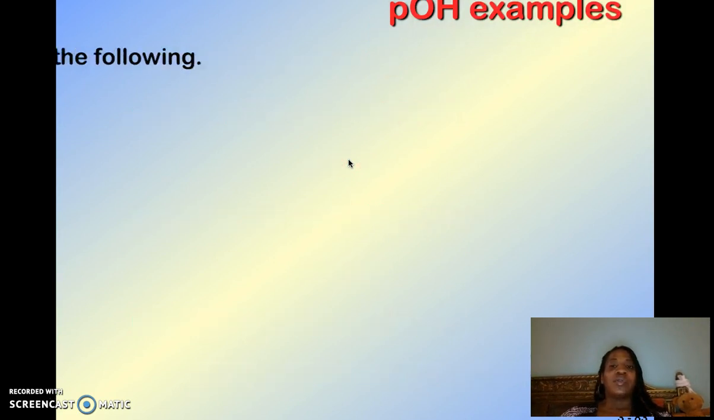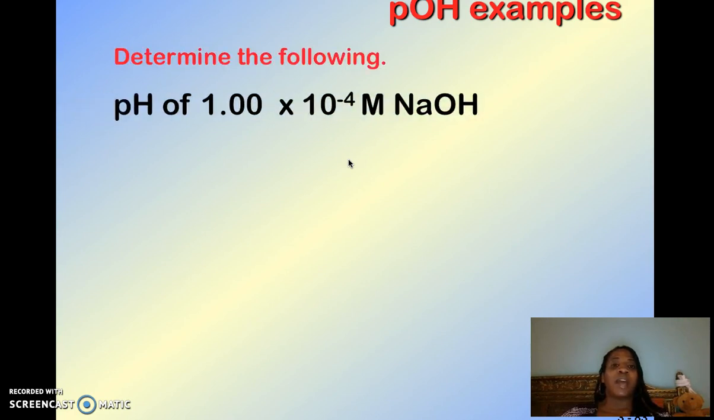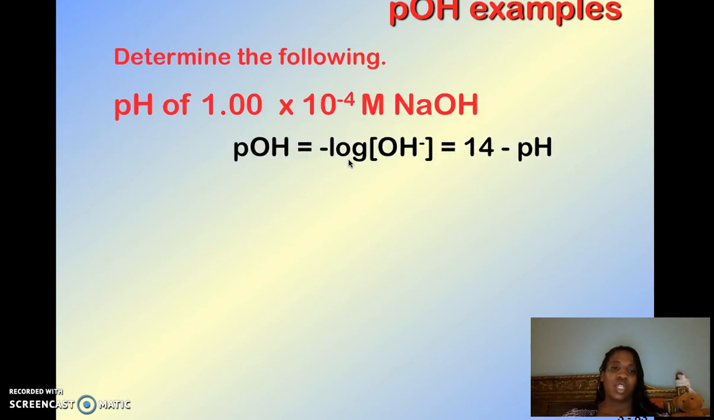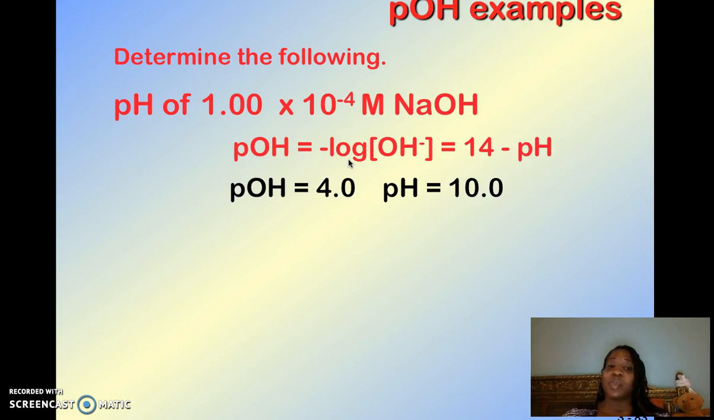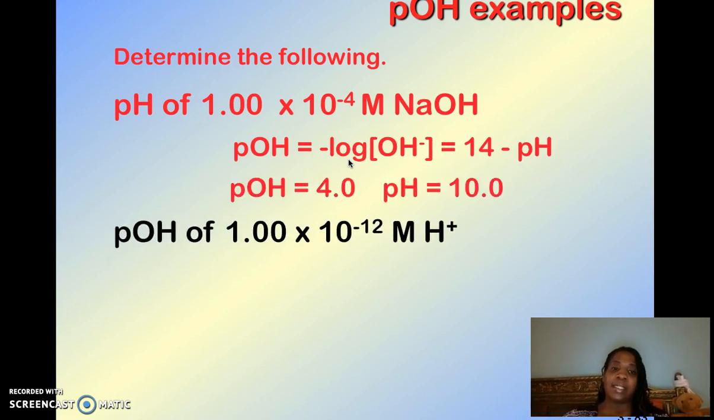pOH, very similar, except now you're taking the negative log of the hydroxide ion concentration. So the pOH is the negative log of the hydroxide ion concentration, or 14 minus the pH. If the pOH is 4, the pH value is 10. Those two numbers will always add up to 14.